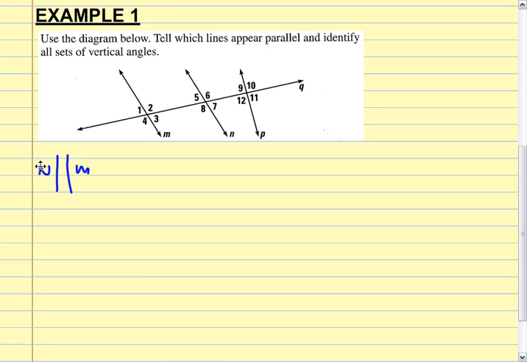Okay? Now, can you give me a pair of vertical angles, Emily? Angle 2 and 5? No. No. Vertical angles. 1 and 3? 1 and 3 are, right, here and here. Angle 1 and angle 3. They're vertical. Can you give me another? I've only got 5 seconds. Okay, we'll finish up on the next video. Thanks, Vivian.